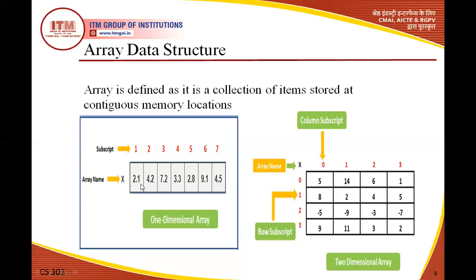Here in one dimension, by using one subscript, like 4, you can access that value. But in two dimensions, you have to know two subscripts, row and column. Suppose row subscript is 1 and column subscript is 2. Then you can access this value, 4. We will also discuss in detail the number of operations performed on the array data structure. So this is just a brief introduction of the array data structure.